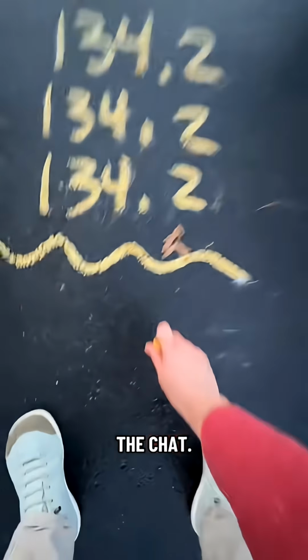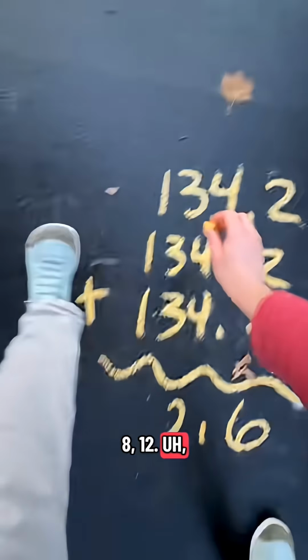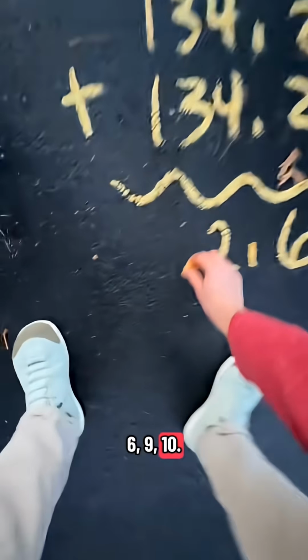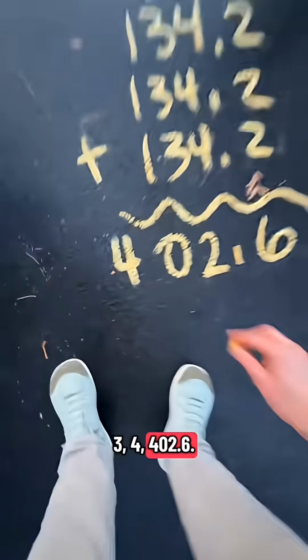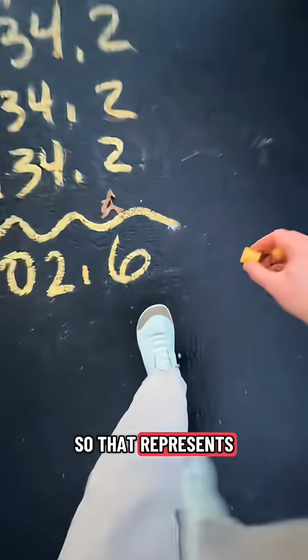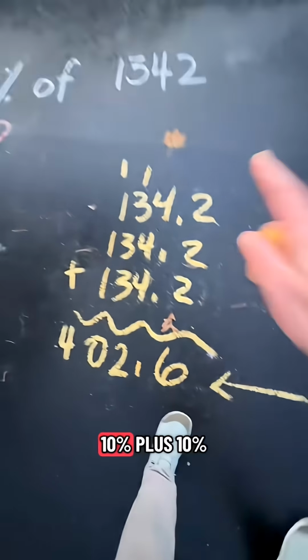Stay with me. If you're doing this along with me, I encourage you to add your beautiful art into the chat. This is 0.6, and then 4, 8, 12. Carry the 1, 3, 6, 9, 10. Carry the 1, 1, 2, 3, 4, 402.6. So that represents 30%. That's 30% of our whole, because I found it by doing 10% plus 10% plus 10%.